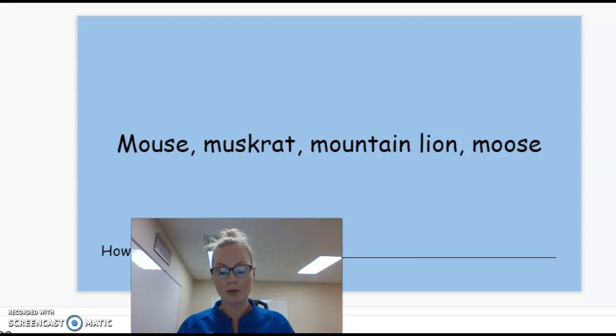In this example, I see the words mouse, muskrat, mountain lion, and moose. Those are all sure a variety of animals. A mouse and a muskrat are both smaller animals, but a mountain lion and a moose are definitely not. One thing I did realize was the sound they all made when I read them.